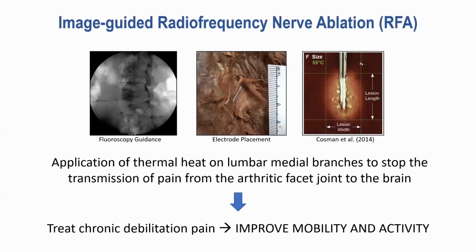Image-guided radiofrequency ablation is a viable treatment option for facet low back pain. This treatment involves the use of fluoroscopy to guide the placement of electrodes into a patient's body, targeting the sensory nerves known as lumbar medial branches, which transmit pain signals to the brain. A current is passed through the needle to apply thermal heat on the medial branches to stop them from functioning. This procedure can provide relief from chronic debilitating pain, which ultimately restores mobility and activity in patients suffering from chronic facet low back pain.